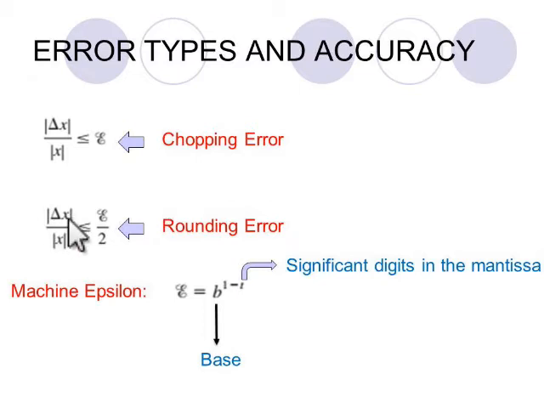And since the rounding error is half of it, because numbers are chopped, and rounding just associates any value between these two numbers to the closest value, the chopping error is considered as epsilon, and the rounding error is considered as epsilon divided by 2.